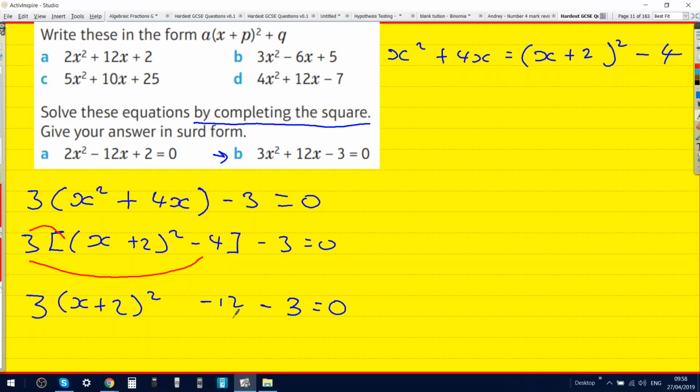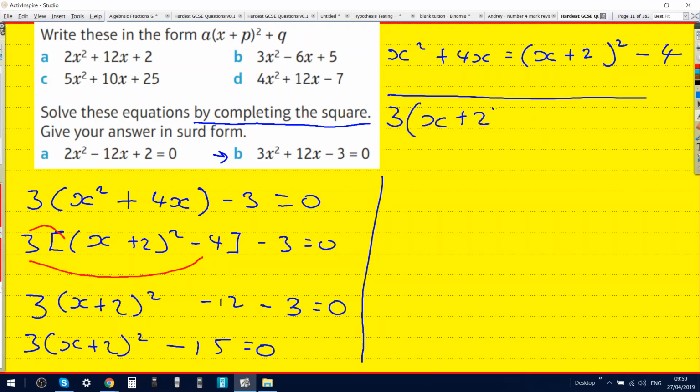And then do I need to do here 3 times x plus 2 squared and then minus 15 equals 0? Yeah. And then how would you solve that? Do I now expand the square bracket and simplify it? What you'd do is bring the minus 15 to the other side, so it becomes plus 15. Any idea what you do next? Well, I do 15 divided by 3. So it equals 5.